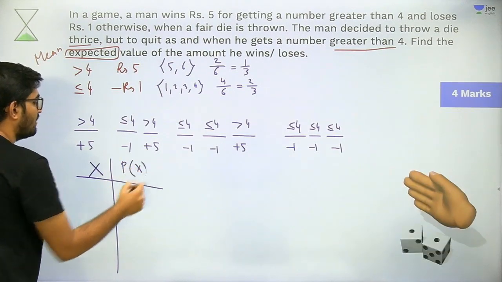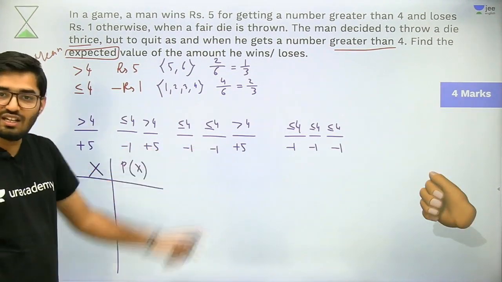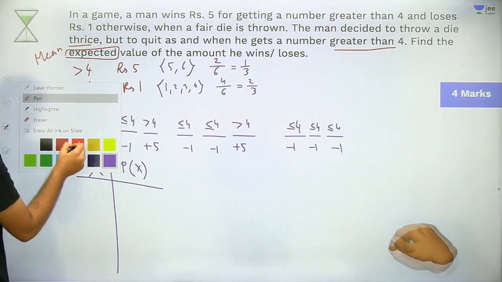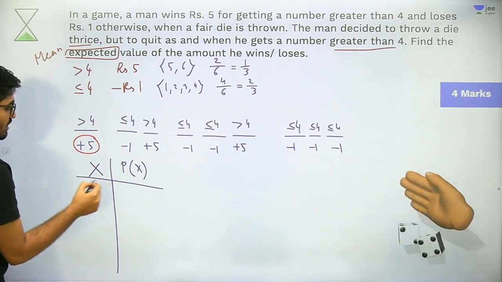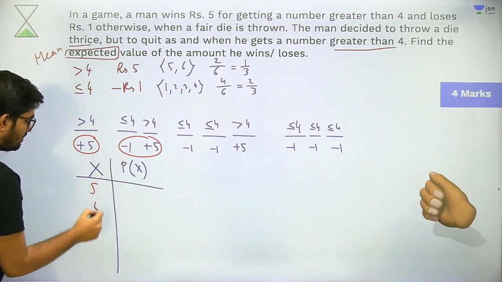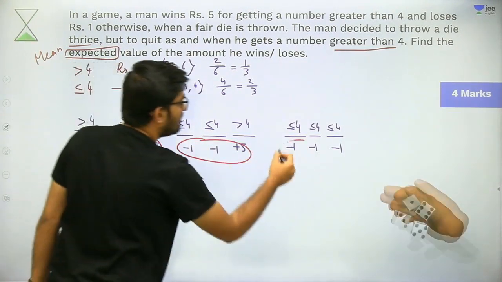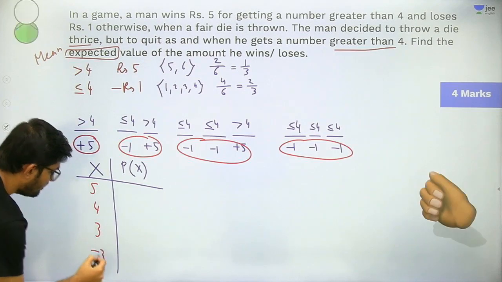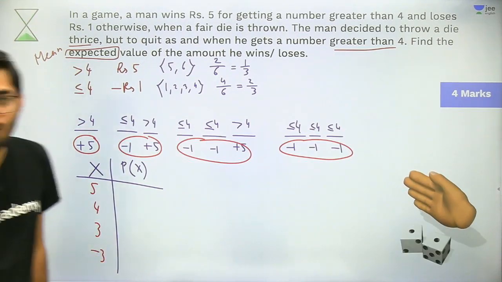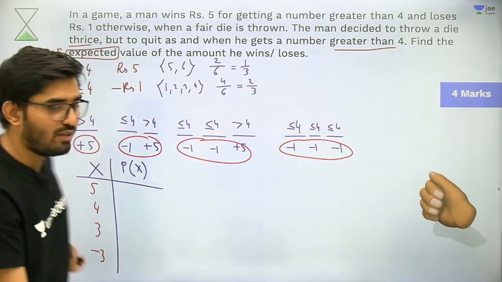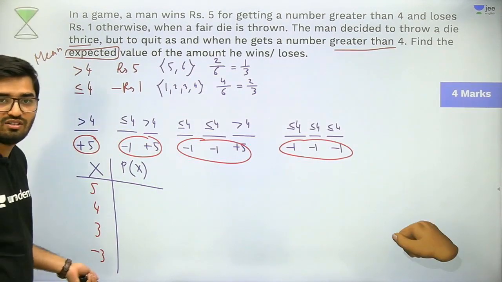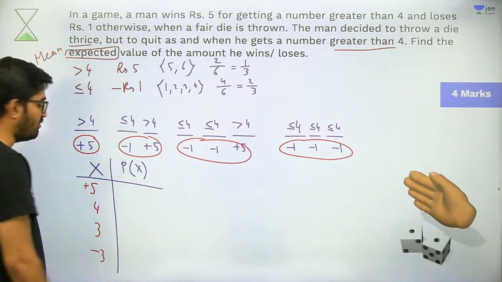Okay, so then P of X. So what is the amount that he can get? In this case he got 5, in this case he got ₹4, in this case he got 3, and in this case he got -3. Okay, so these are the possible values of the amount that he can win. -3 means he is losing ₹3. In this case he is gaining ₹5.